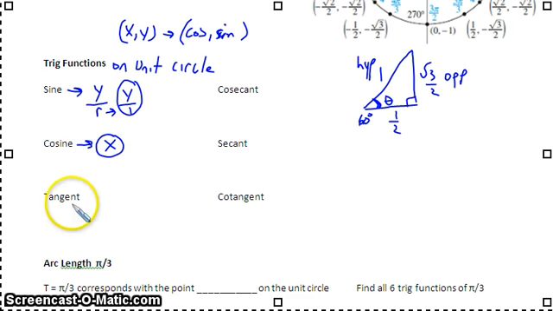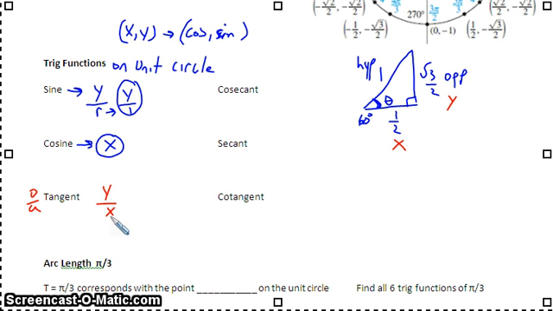Tangent, again, if we go back to the 60 degrees, this vertical distance was our y value. This horizontal distance was our x value. So tangent is, we're used to seeing it as opposite over adjacent. Opposite is y. Adjacent is x.